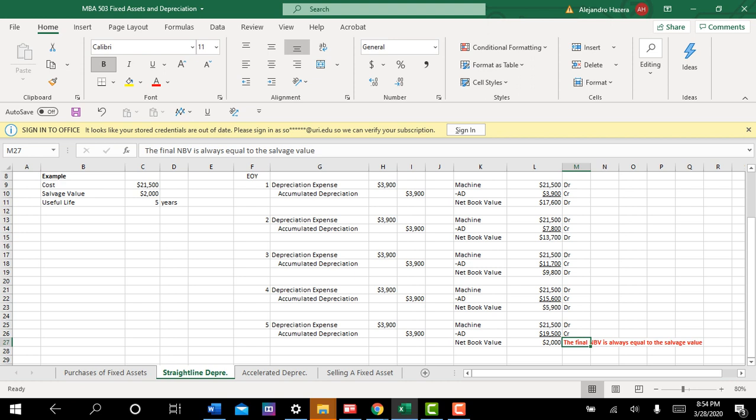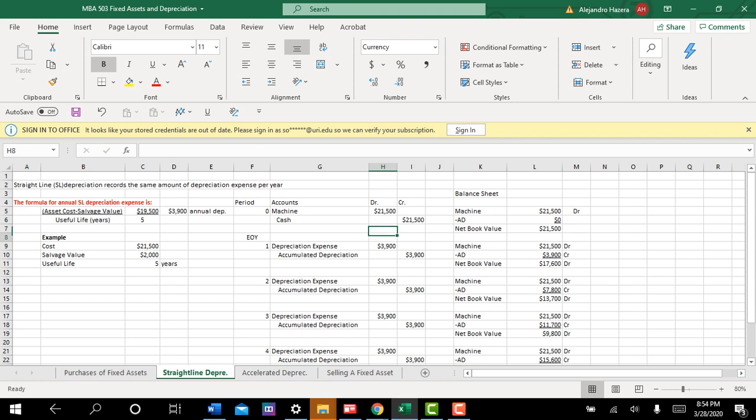Okay, so the main thing about straight line depreciation is the depreciation is the same every year. That's the basic rule on straight line depreciation. Now let's go over to accelerated depreciation.